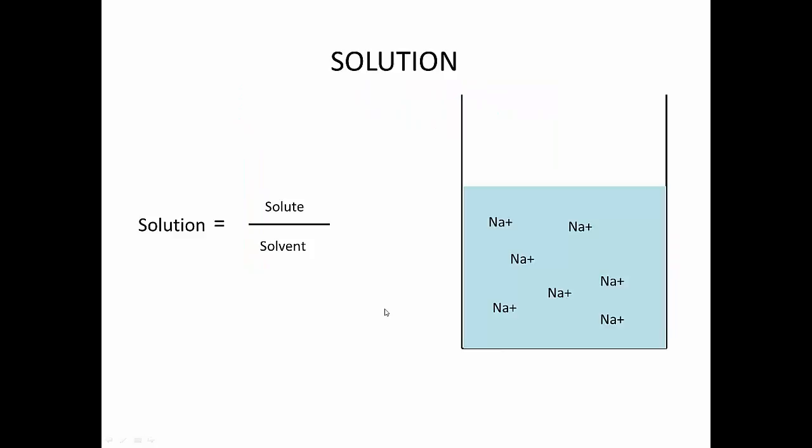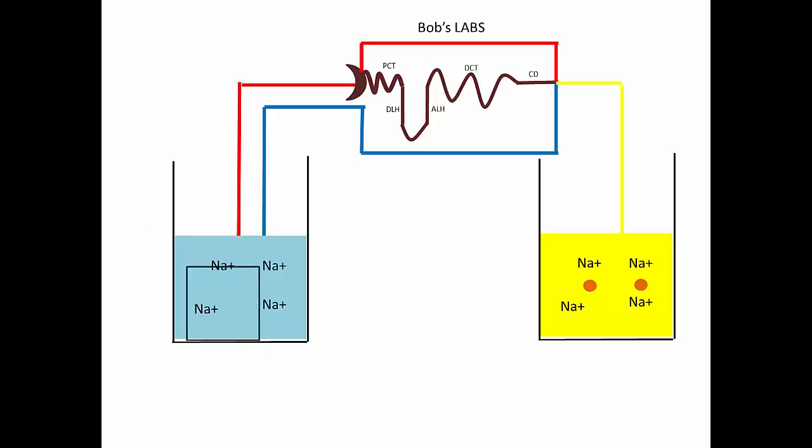In order to understand Bob's lab, let's talk about a solution. A solution is basically a solute, sodium, divided by solvent, the water. So when we look at a sample of Bob's serum, we see sodium and water, and therefore we can get the concentration.